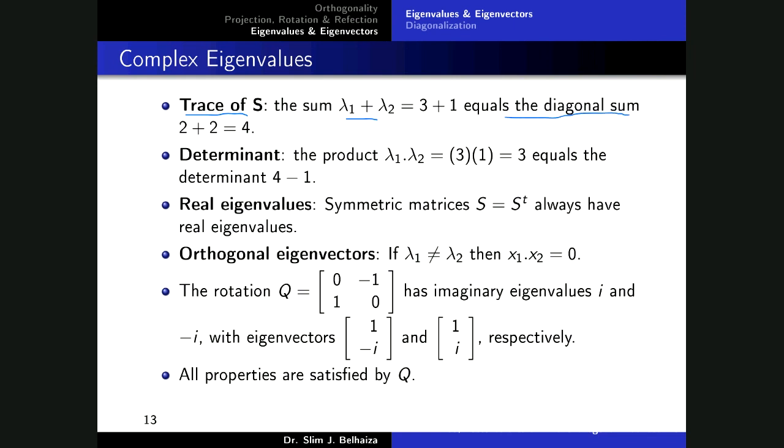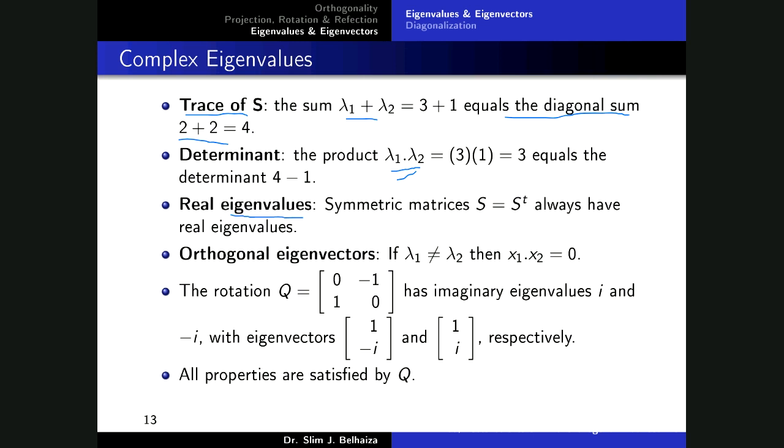Okay? So for instance, you can check that lambda 1 plus lambda 2 is equal to 4. Now the determinant, once you've got the eigenvalues, is always equal to the product of the eigenvalues. But in general, you could possibly find repeated eigenvalues or complex eigenvalues.